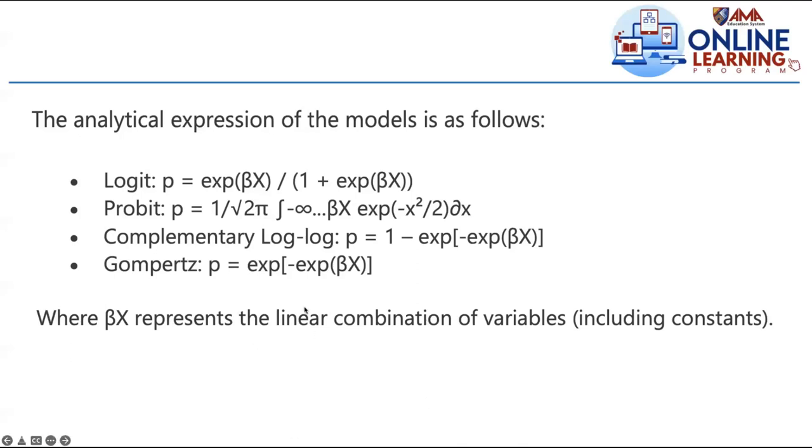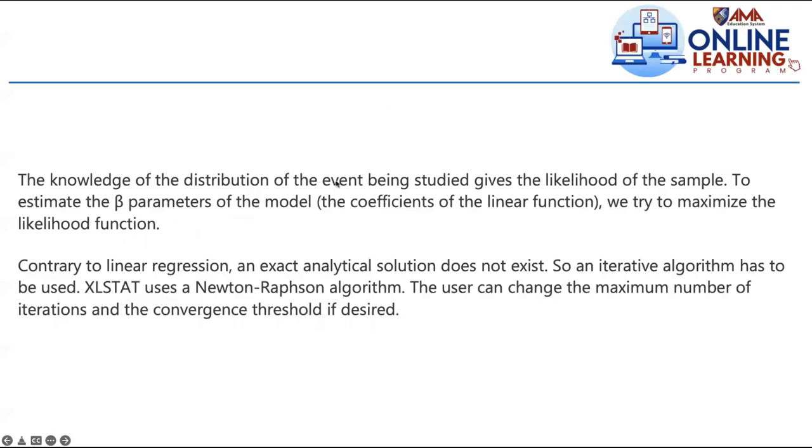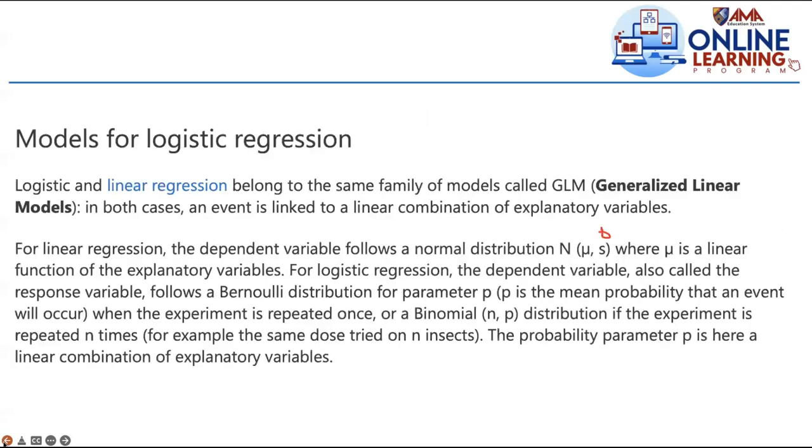Now, the knowledge of the distribution of the event being studied gives the likelihood of the sample. This event again is the y. This distribution has to do with the binomial we discussed a while ago. Remember, the y assumes the binomial distribution, whereas the y for linear regression follows a normal distribution. That's a very important assumption, class, for these models to work.